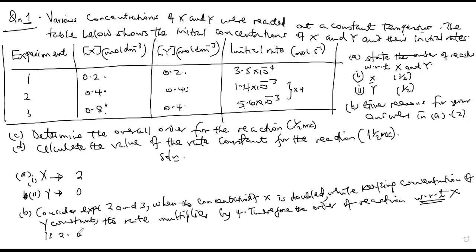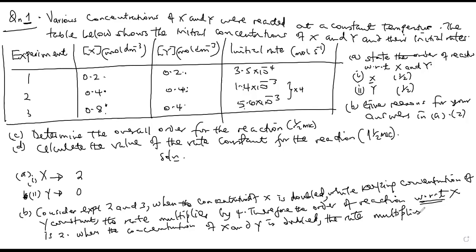Okay, so you'll say, again, that is another marking point, the space is limited, but I'm going to continue, but you can make it in a different paragraph. When the concentration of X and Y is doubled, the rate multiplies by 4. Therefore, the order of reaction with respect to Y is 0.